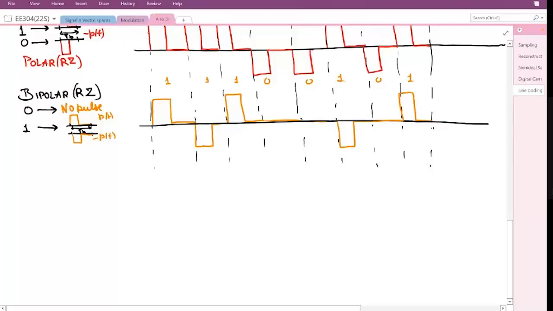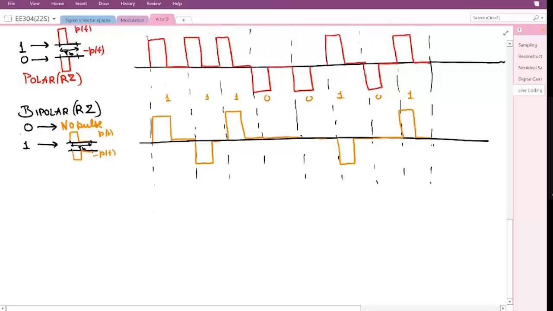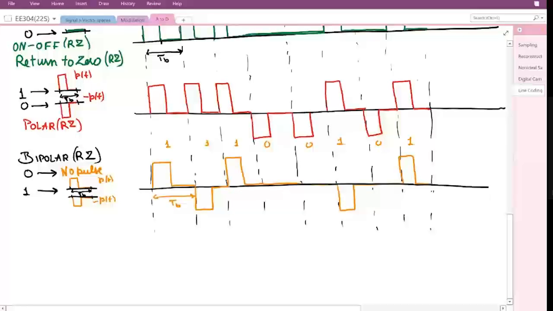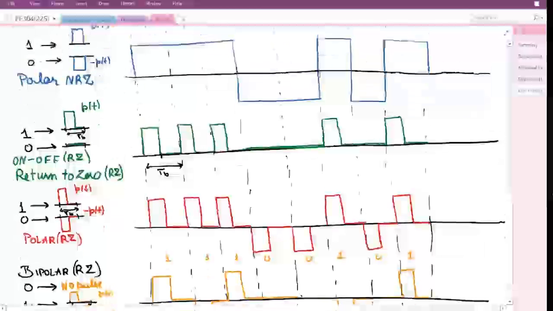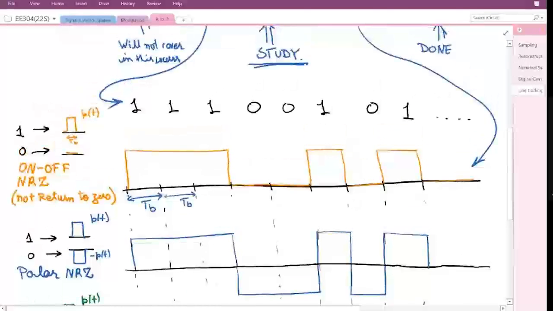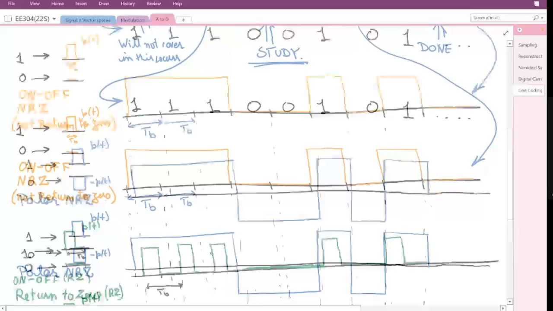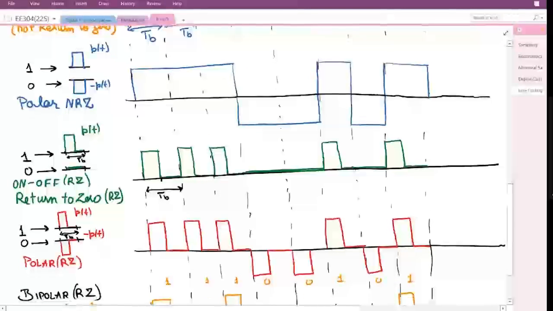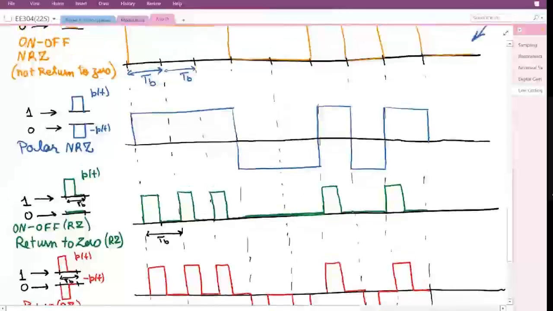Sorry, sir. One more doubt. Go ahead. Sir, then what was the disadvantage of this on-off RZ, so that bipolar can be used instead of on-off RZ? So in on-off RZ, there was again, if there is a long string, then again, think of it like this: compare on-off RZ with on-off NRZ.